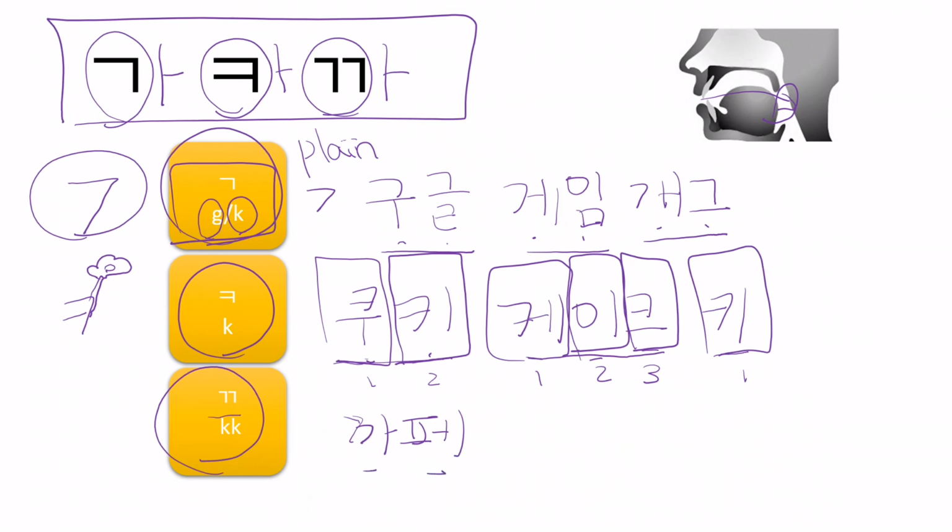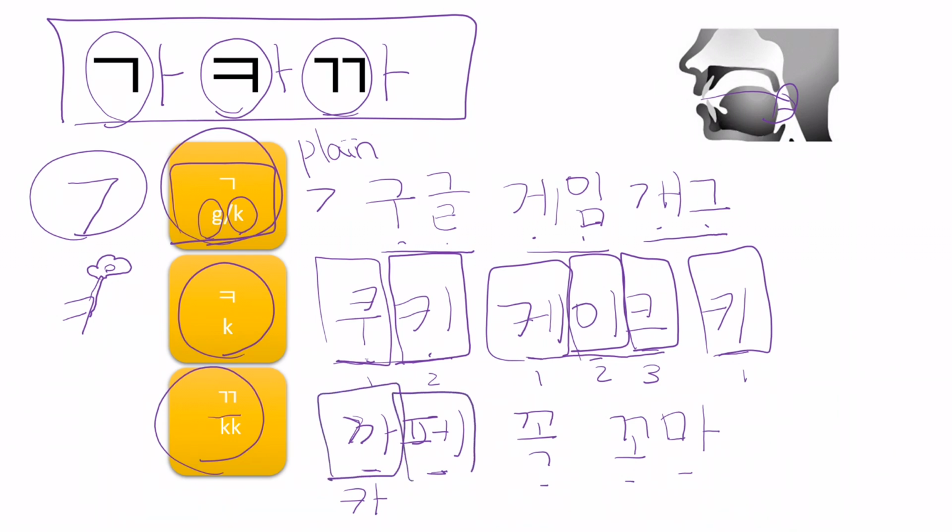카페, 꼭, 꼬마. So cafe is cafe. In Korean, sometimes we can say cafe, but most of the time when we pronounce it, it's more like cafe, cafe. 꼭, 꼭, surely. 꼬마, 꼬마, a small child.